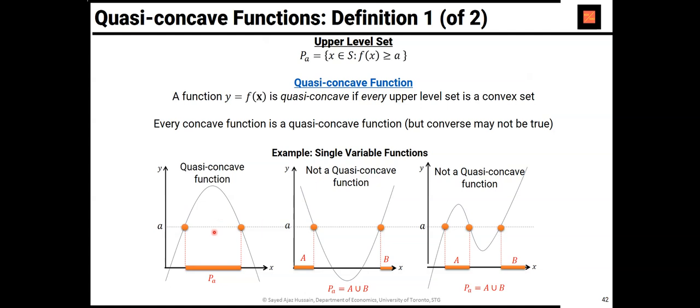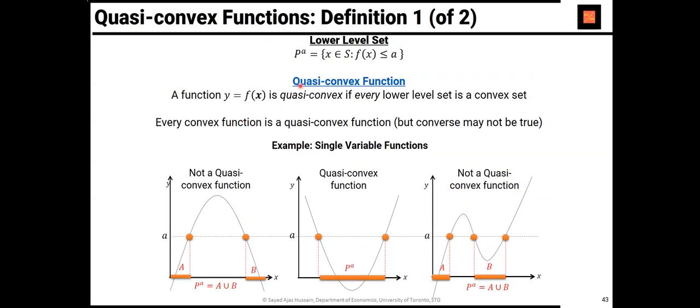A function is quasi-concave if every upper level set is a convex set. So is every upper level set a convex set? Yes, convex function. Is every upper level set a convex set? No, it can't be a quasi-concave function. Is every upper level set a convex set? No, this can't also be a quasi-concave function. And by the way, every concave function is quasi-concave, but not necessarily the other way around.